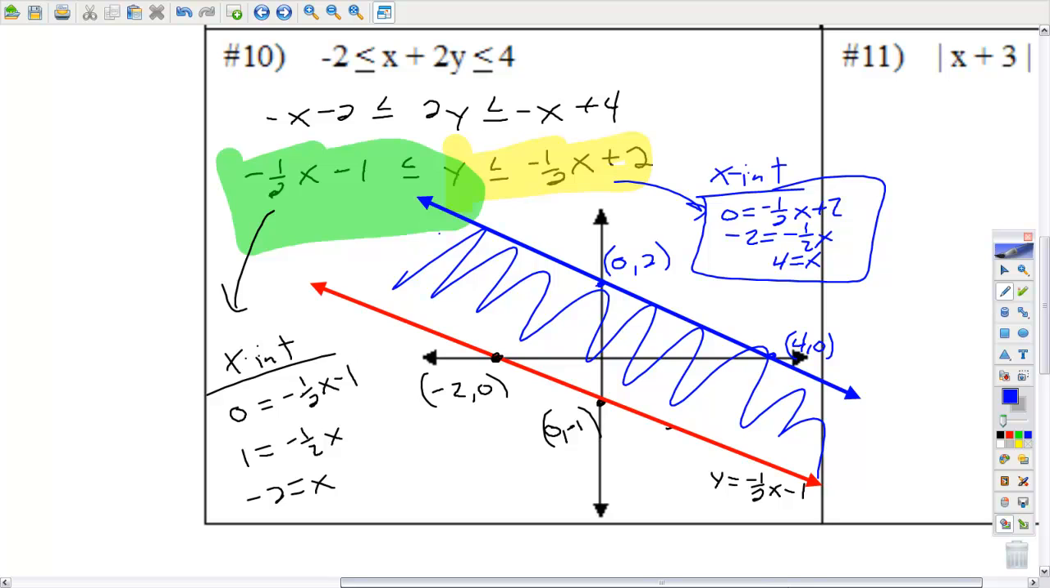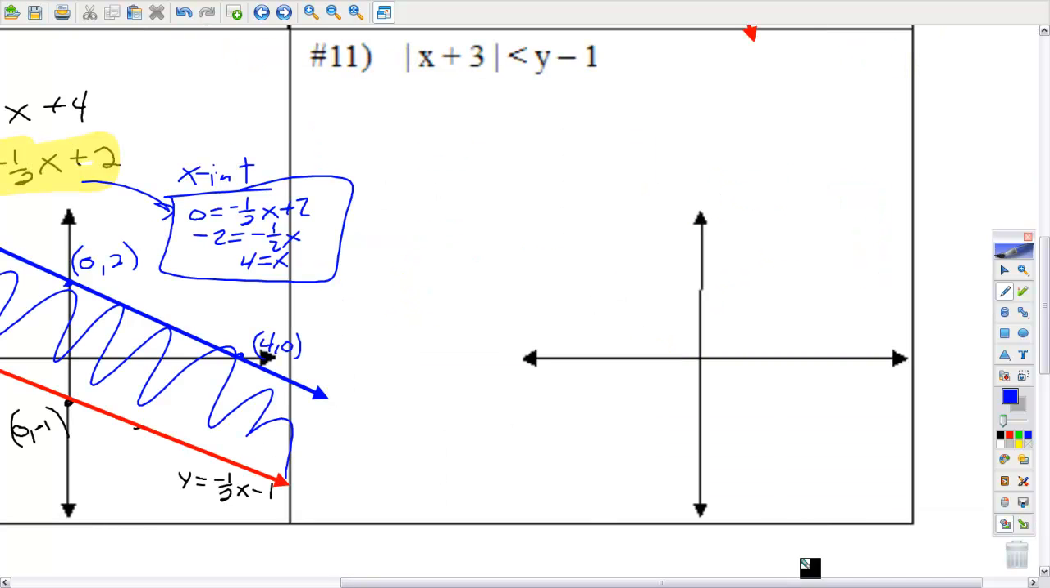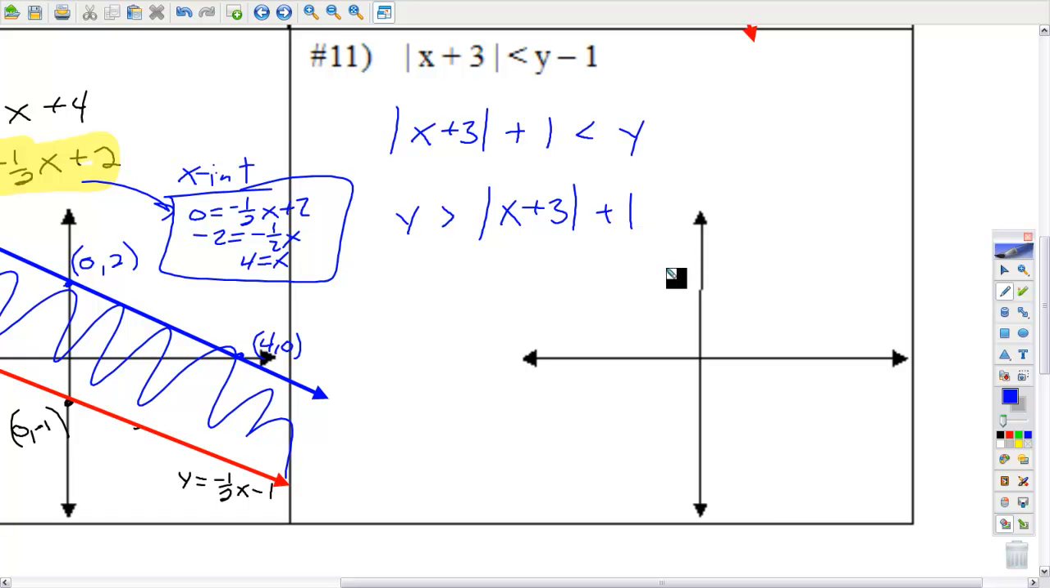Number 11, it's absolute value. If we were to add 1 to both sides, you get the absolute value of x plus 3 plus 1 is less than y. Typically we like to read it with the y first, so it's saying y is greater than the absolute value of x plus 3 plus 1.